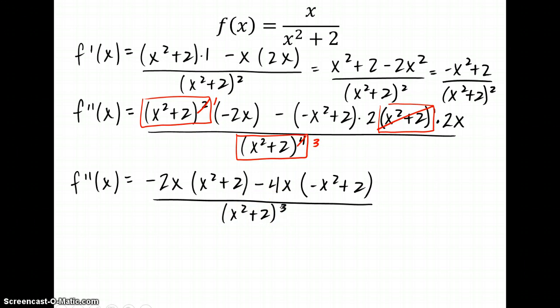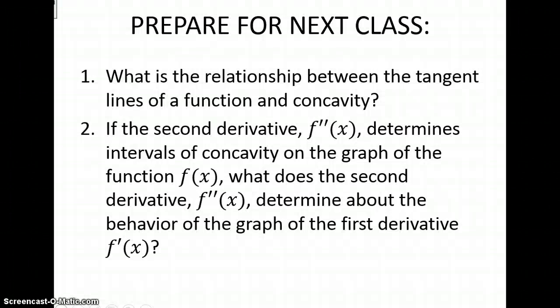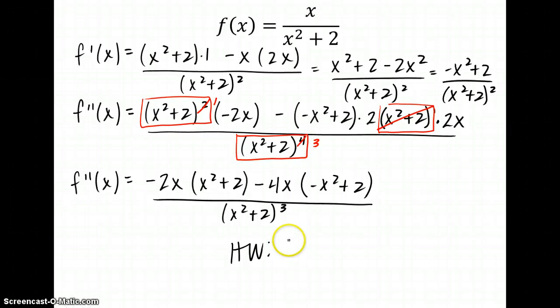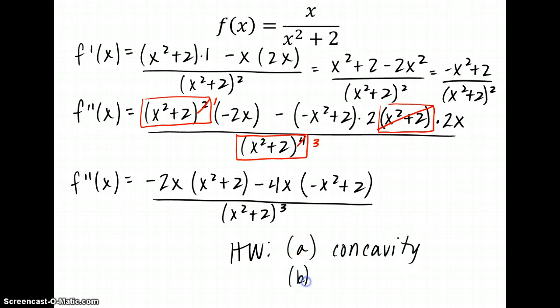Okay, so in the interest of time, your homework: answer the question. Answer the question. Alright, concavity and points of inflection. See you in class.